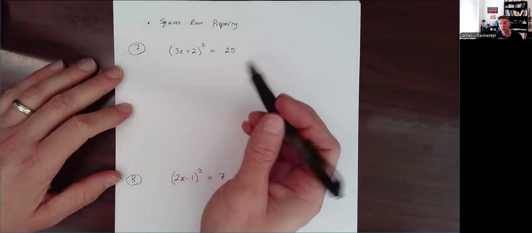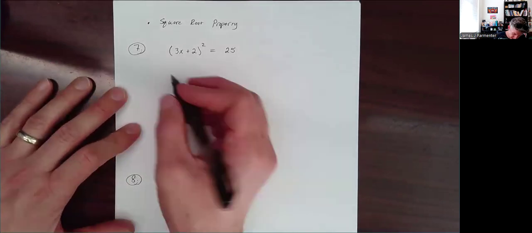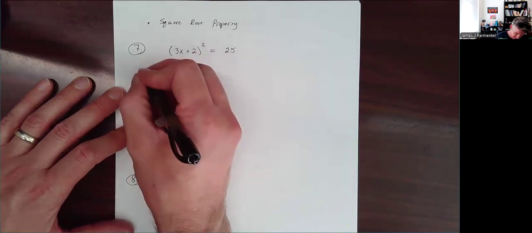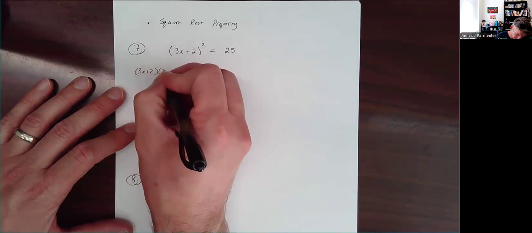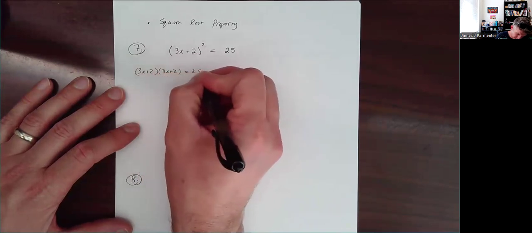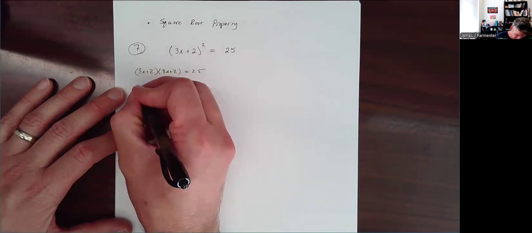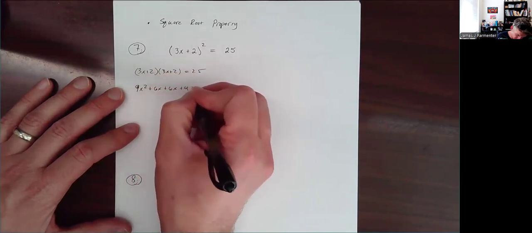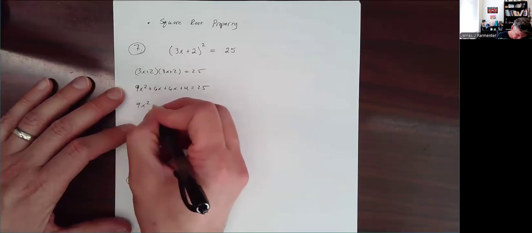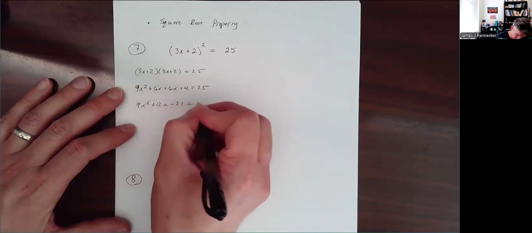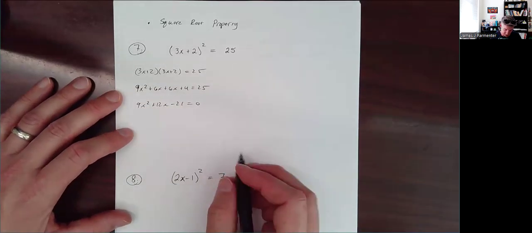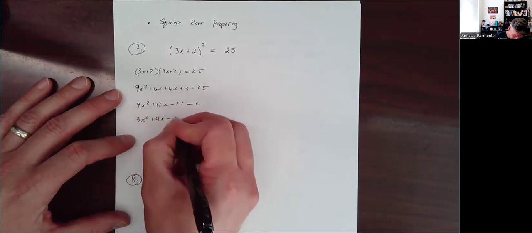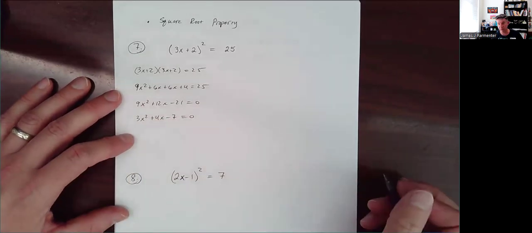So this one here, you could do the way we've been doing it. You could say, yeah, it's kind of a pain. If we multiply this out, you're going to get 3x plus 2 times 3x plus 2 equal to 25. That's going to be 9x squared plus 6x plus 6x plus 4 equal to 25. So 9x squared plus 12x minus 21 equal to 0. I think you can divide the whole thing by 3 if you wanted to, and say 3x squared plus 4x minus 7 equals 0. Does this even factor?